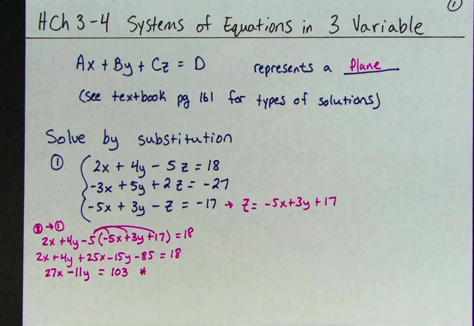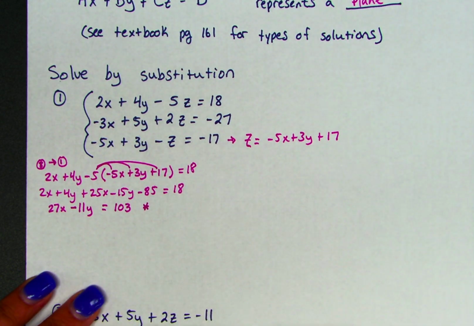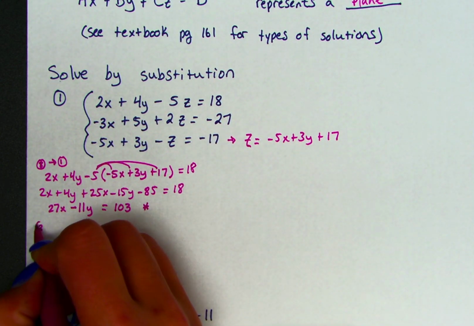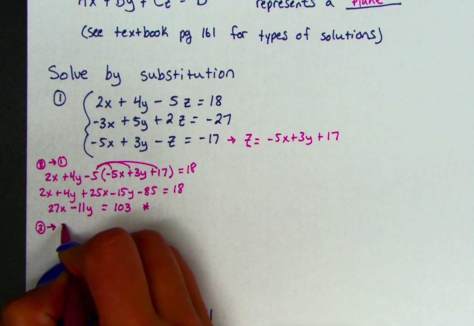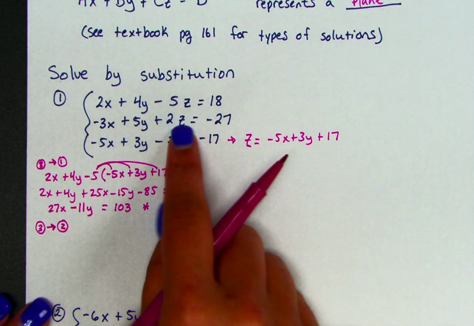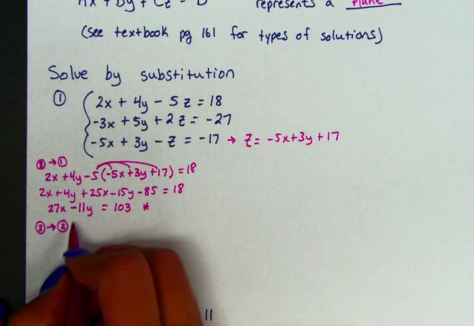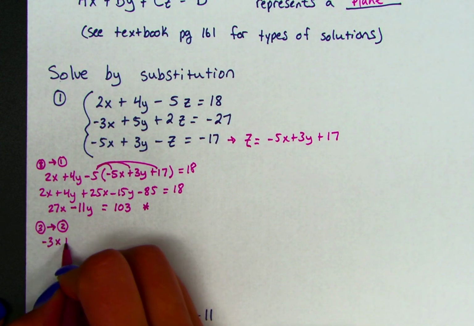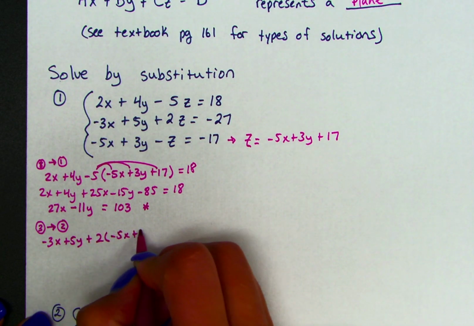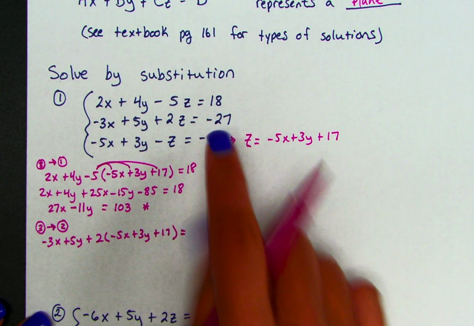Now I have to go through this same process with the other equation that I haven't used yet. So that means I'm putting my equation 3, again to show what I'm doing, into the 2nd equation this time because I haven't used that one yet. Again, I'm going to replace this z with this expression. So this will be negative 3x plus 5y plus 2, and then negative 5x plus 3y plus 17 equals negative 27.